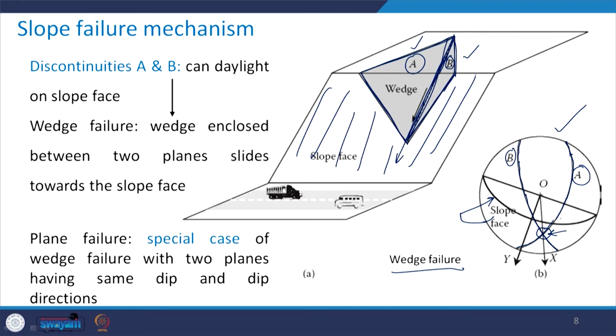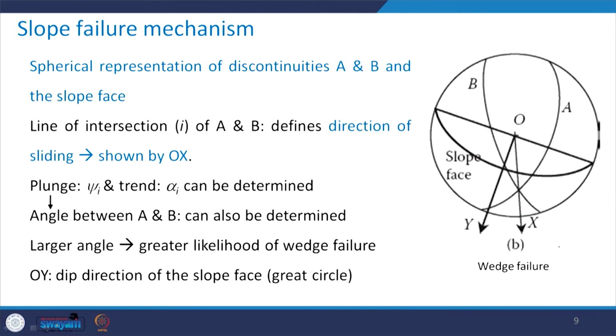Now, if we join this point with the center, that means if we draw a radial line through this point, so this vector OX, you see this OX, that is going to give us the direction of the sliding. Let us take a look once again.